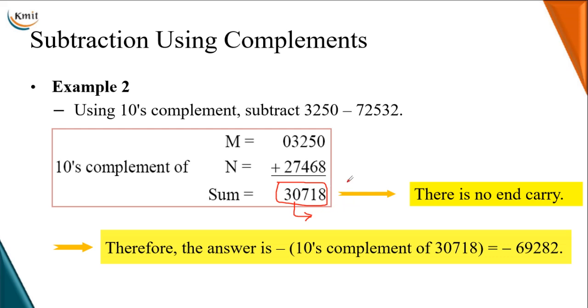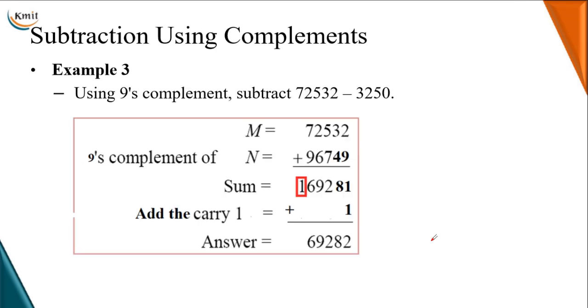Again, we have to calculate the tens complement of 30718. So the tens complement of 30718 is 69282, which gives the negative difference.